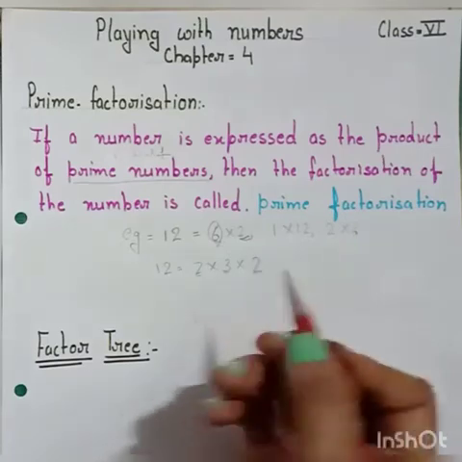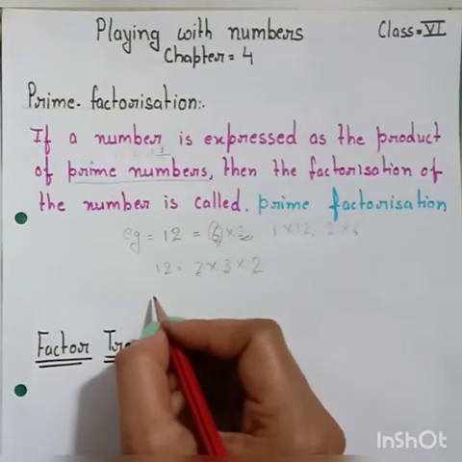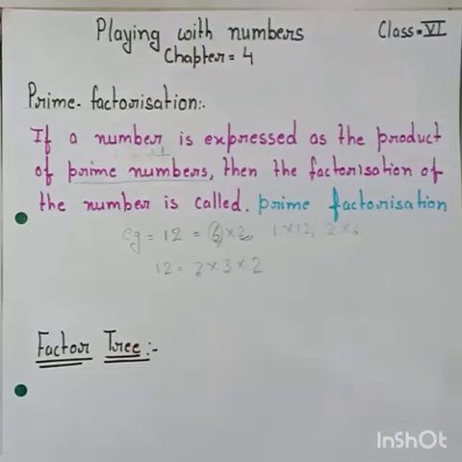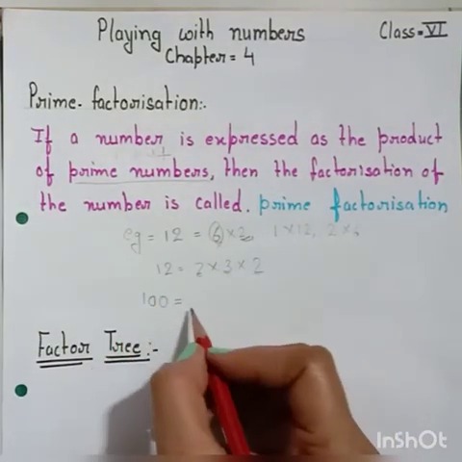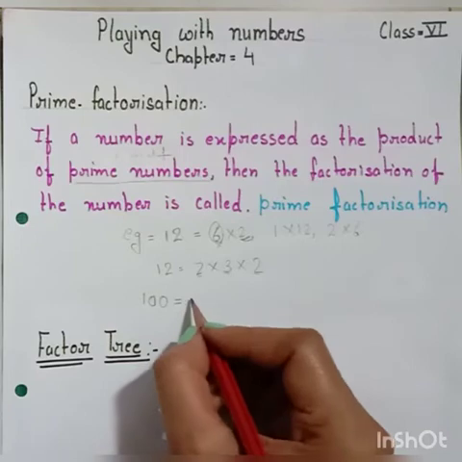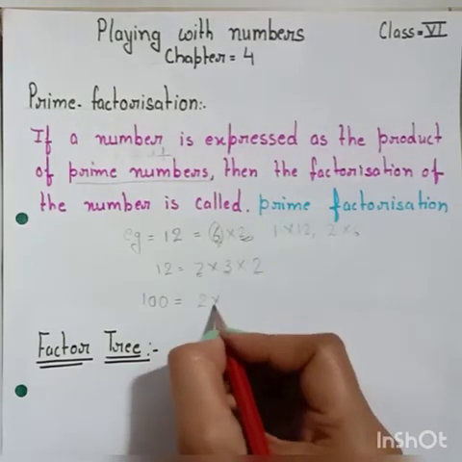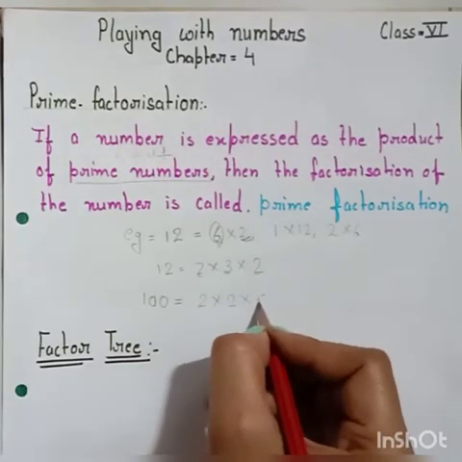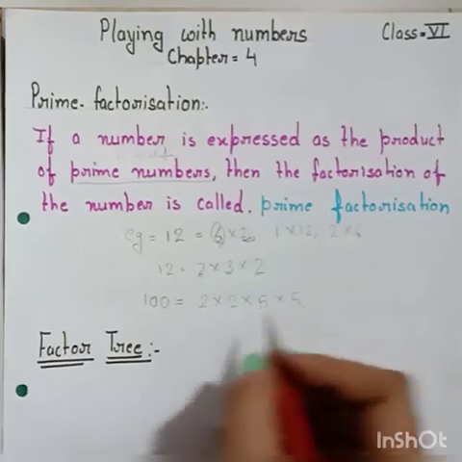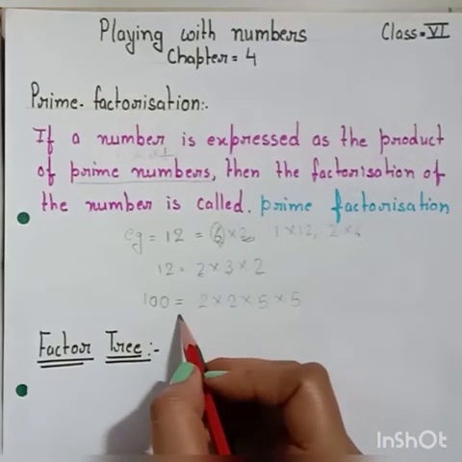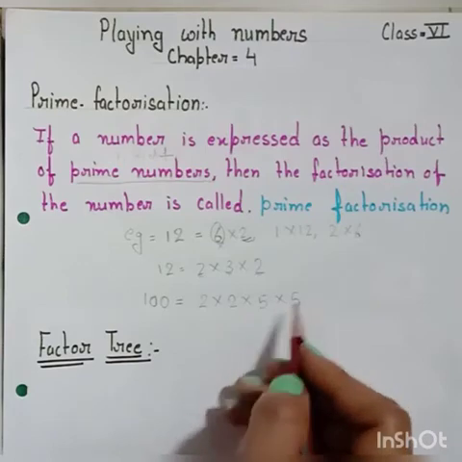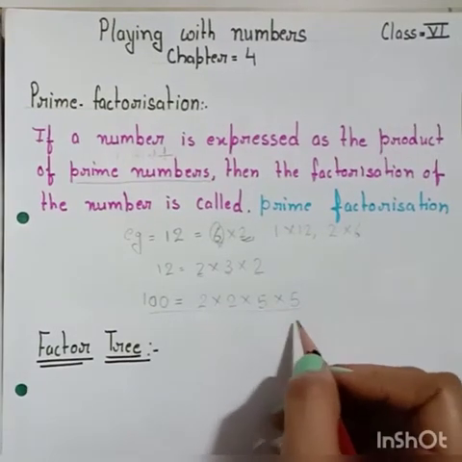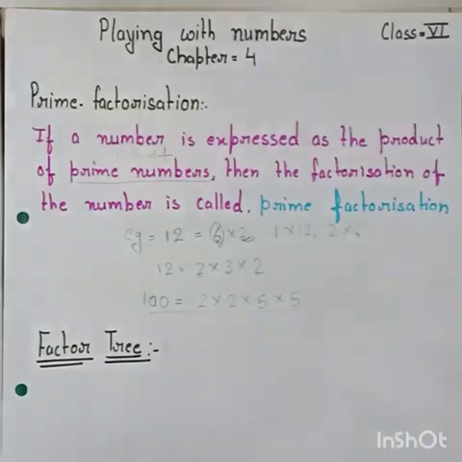One more example we can take. Let us take the number 100. Suppose I have taken the number 100 and I ask you to do its factorization. Its factorization can be 2 into 2 into 5 into 5. As you can see, I have done the factorization of 100 and all the numbers I have used are prime numbers. So this factorization is known as prime factorization.